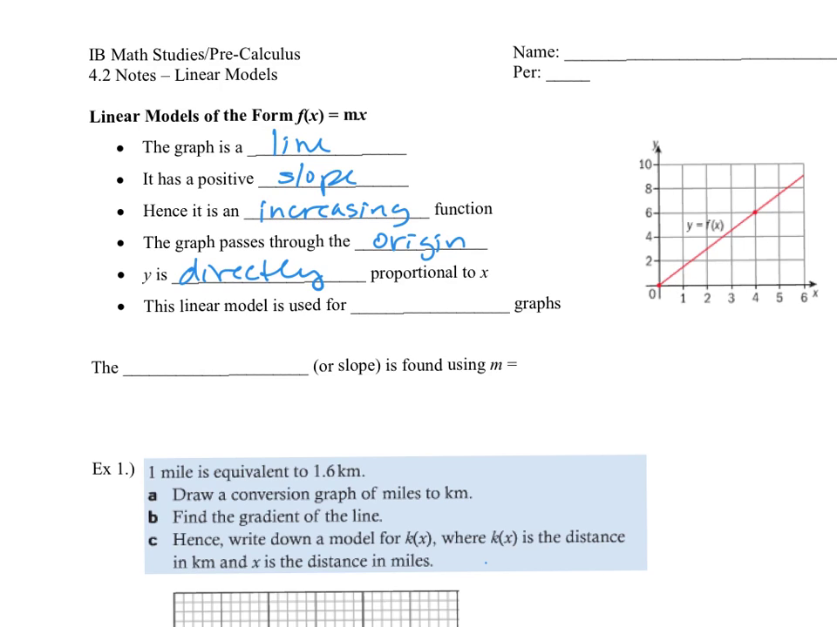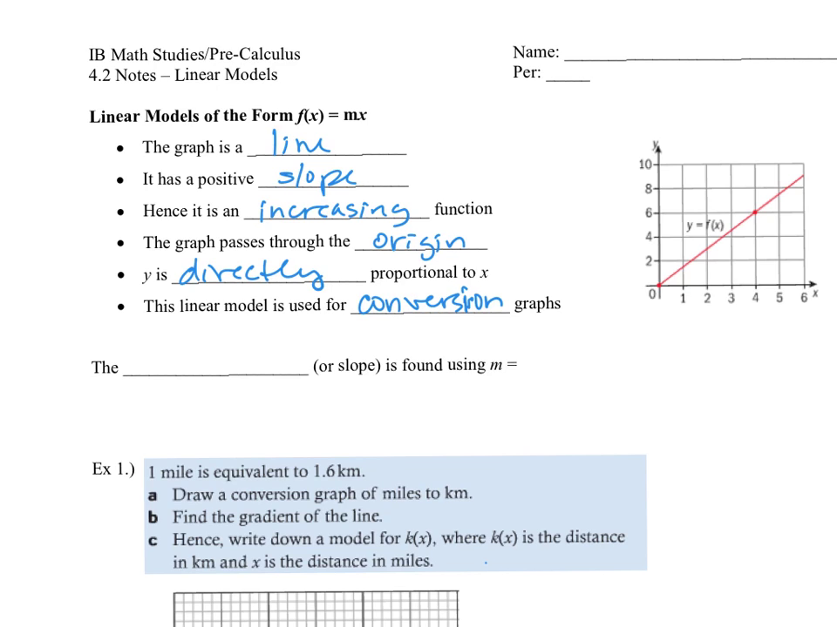This linear model is often used for what we call conversion graphs. A conversion graph would be a simple conversion, like if we are converting one unit to another, so we have one unit versus another, or perhaps a currency conversion where we convert one currency to another, and that change is going to be constant, so it would be a linear function like this.